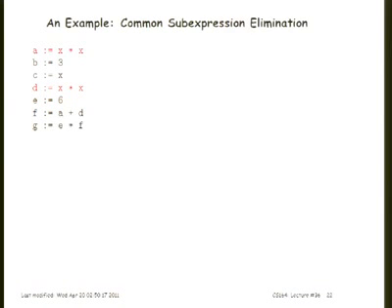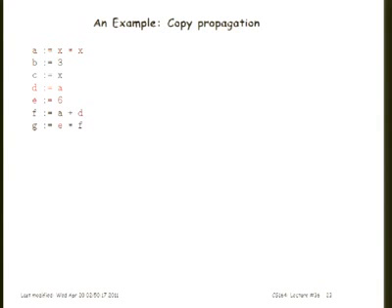Now we have a little bit more common subexpression elimination. A and D are both computing the same thing, so we can do that. And as a result of all of this, we do some more copy propagation, on A and E, and that gives us this.